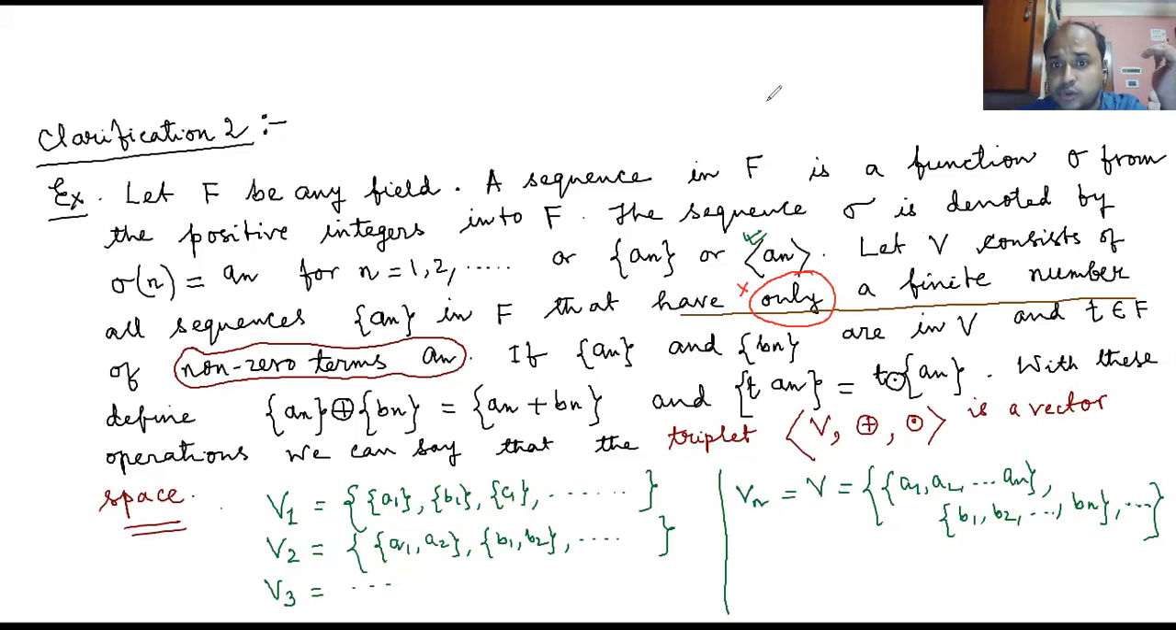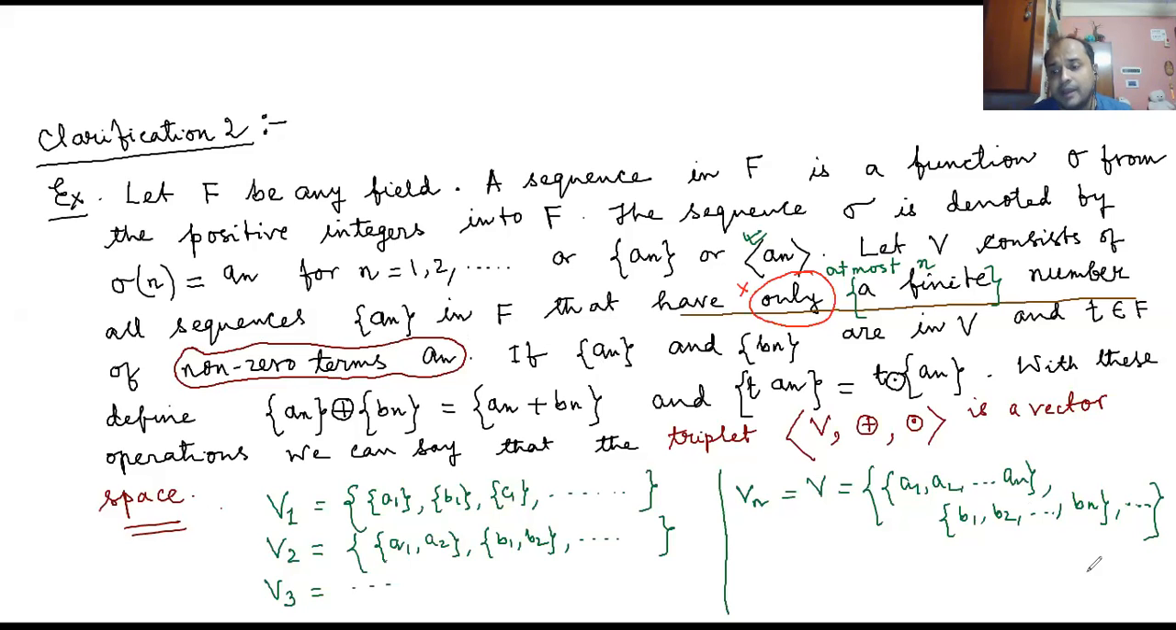The actual definition of this particular set is, the author was supposed to write, he meant to say that V consists of all sequences an in F that have at most small n, or you can write a finite number, at most small n number of non-zero terms an.